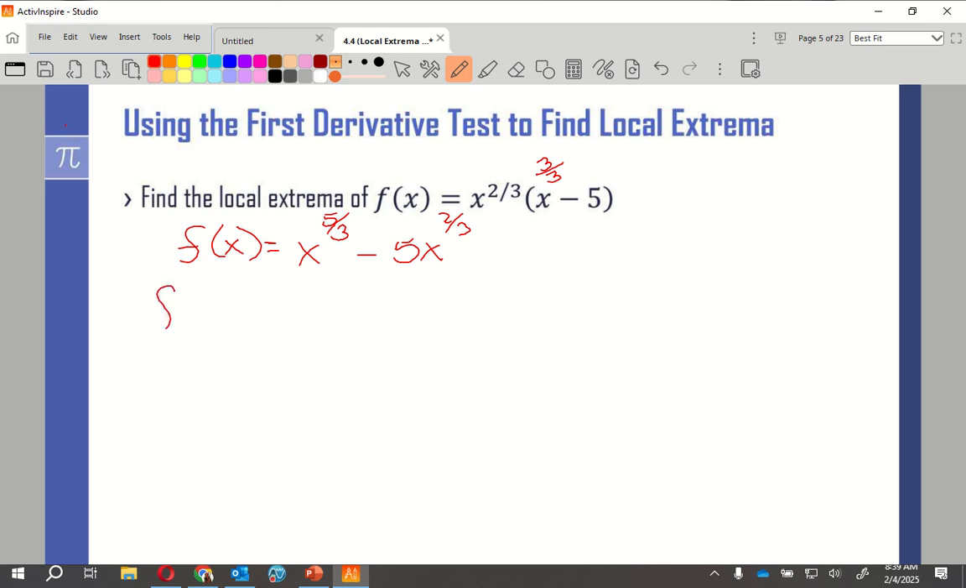Do the derivative, so f prime of x is 5/3 x to the positive 2/3 minus 10/3 x to the negative 1/3.